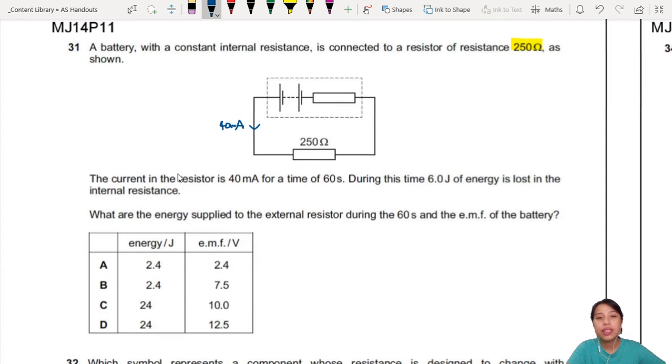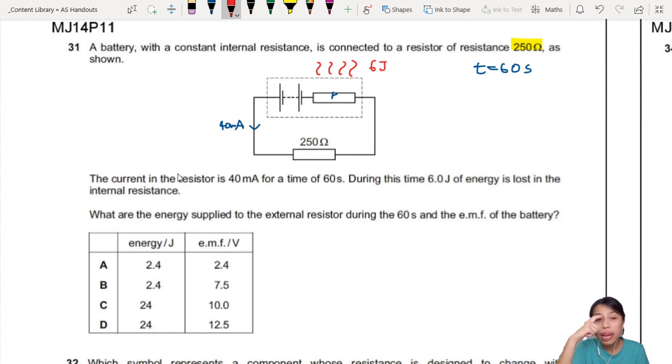For a time of 60 seconds. Okay, so this whole thing is running for 60 seconds. That affects how much energy is being thrown out. During this time, 6 joule of energy is lost in internal resistance. So here, because of the r, you can say, oh, energy is lost as probably heat, 6 joules.